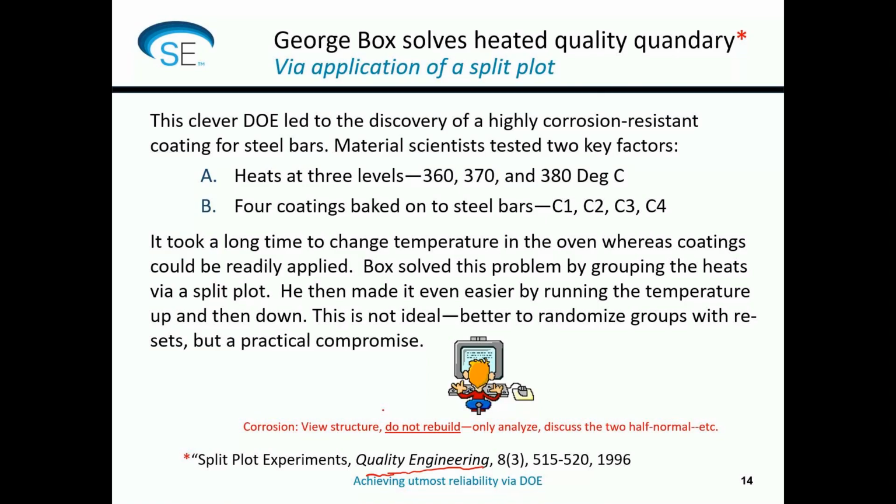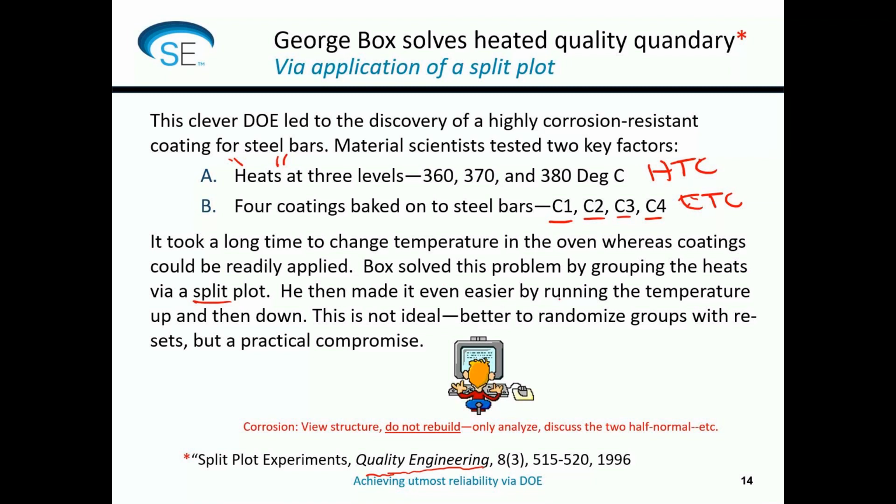And it involves some trade-offs because they couldn't easily change the temperature in the oven across what they called heats across these three levels. Some compromises had to be made. However, the four different coatings could be put in randomly, so this was easy to change, or what we call an ETC factor, easy to change, and this was hard to change, or HTC factor. And so this was giving us a grouping that made it much more practical, this idea of a split plot.